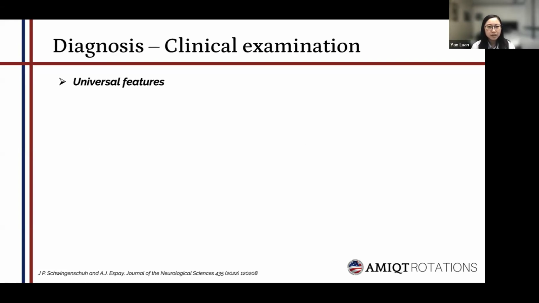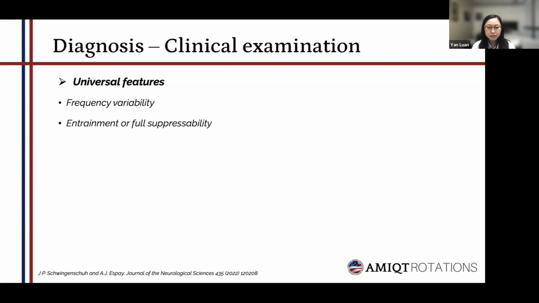Clinical examination is particularly important, and there are some universal features of functional tremor. The first is frequency variability. This means that the tremor frequency changes during examination and interviewing with the patient.